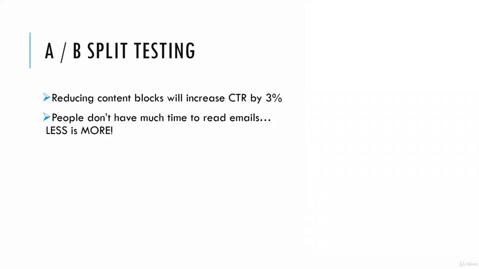Next, within my content, reduce content blocks to increase your click-through rate. People don't have much time to read email, so remember, less is more. And again, use intrigue. Don't put your whole blog post in your email. Put the first sentence, maybe the first paragraph, and then a read more hyperlink to your website so they can continue reading, and therefore increase your click-through rate within your emails.